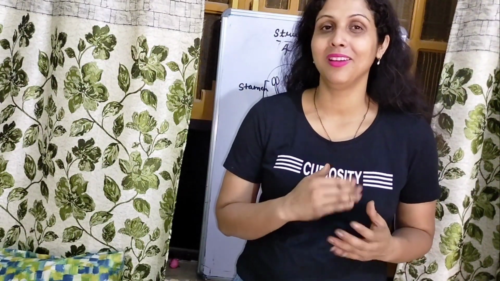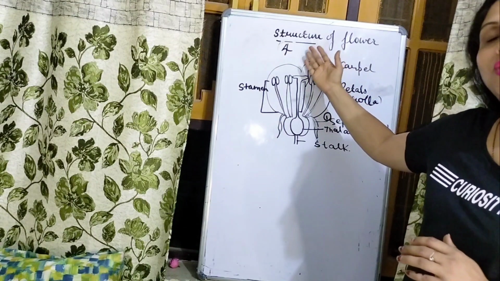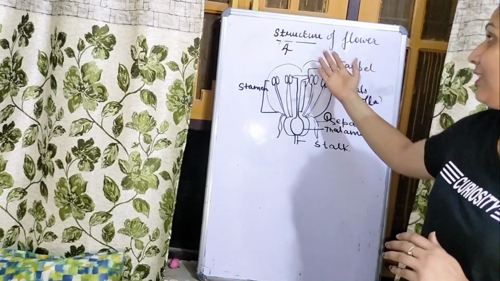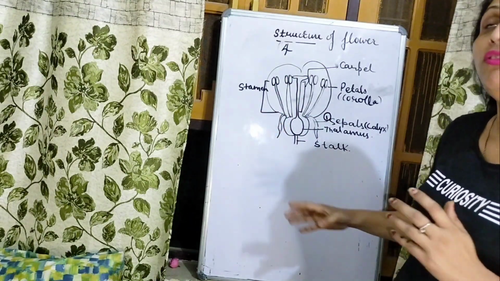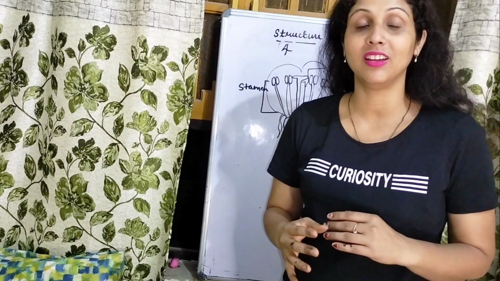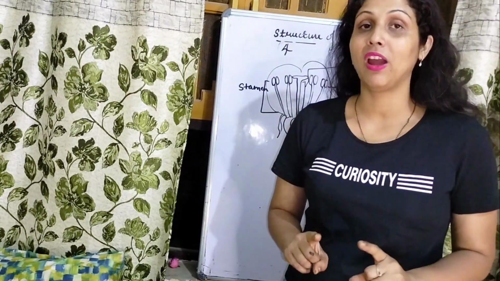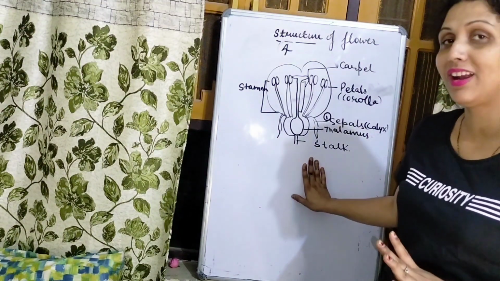So students, after the definition of sexual reproduction, now we have to know what the sexual reproductive part in a plant is. The sexual reproductive part in a plant is the flower, and this is the first heading of the chapter, structure of flower. This is the diagram of a typical angiospermic flower. Now we have to discuss all the 4 parts step by step in great detail, and we have to clarify only this topic because this is the base of the chapter. So let's get started.